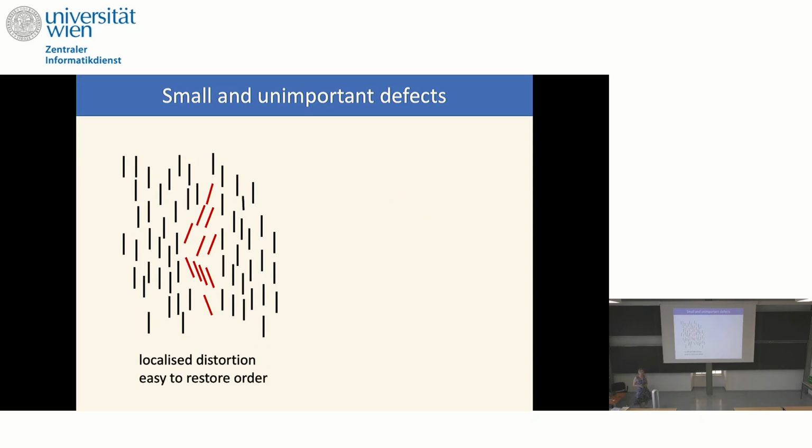If you have a nematic, you can have a localized distortion like that, and this is an elastic liquid, a viscoelastic liquid. So a distortion like that's fine. It will just relax back very easily due to elastic forces because the minimum energy corresponds to everything pointing in the same direction. So these are easy distortions which are not a problem.